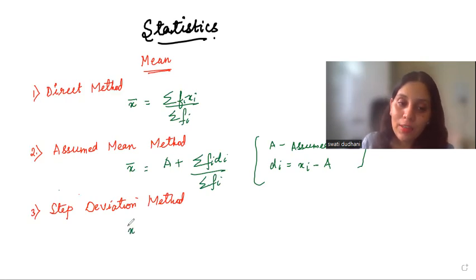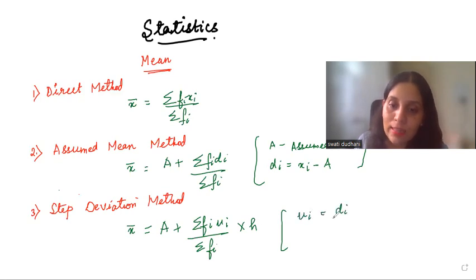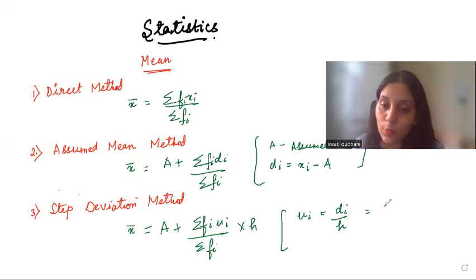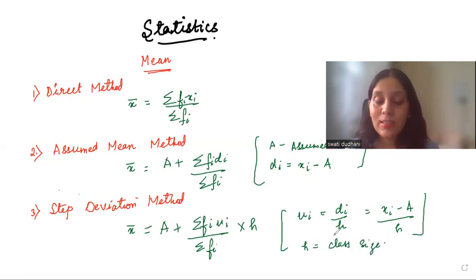Third is the step deviation method. x bar is equal to a plus sigma fi ui by sigma fi, into h. Now, what is this u, the new thing introduced? ui is basically di by h. And what is d? We have already seen in assumed mean, di is xi minus a. And h is the class size. So these are the three formulas.